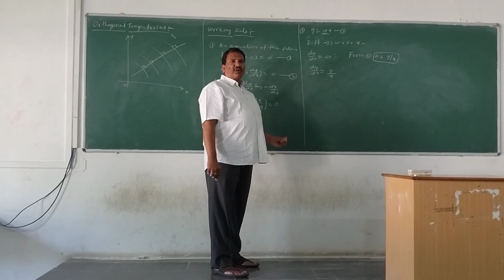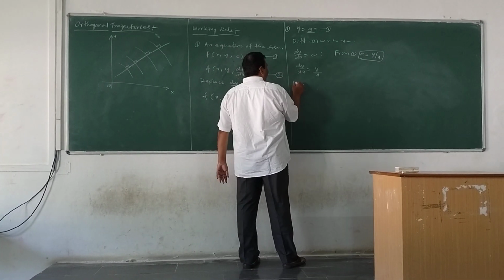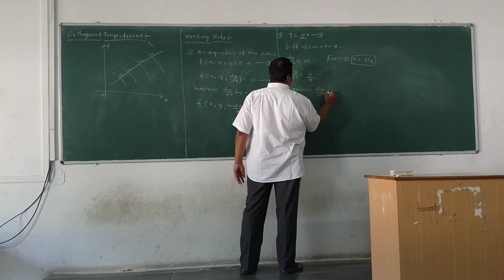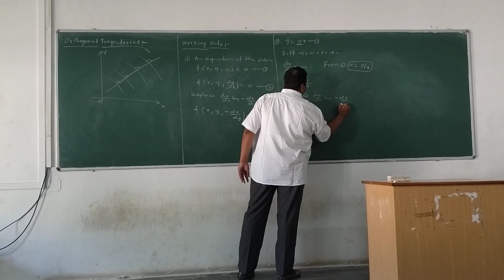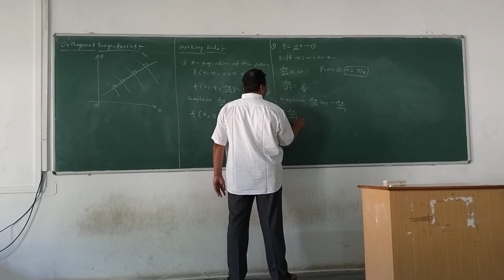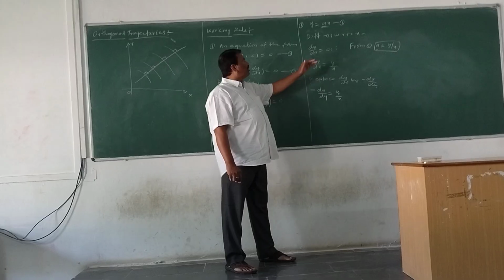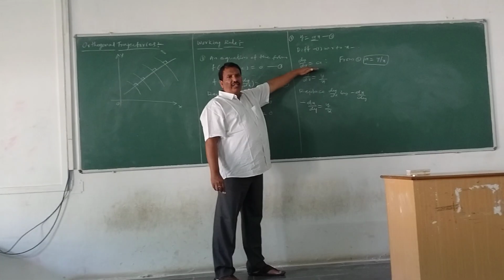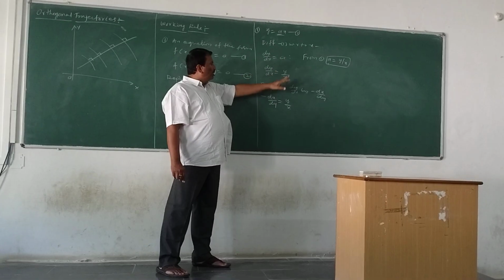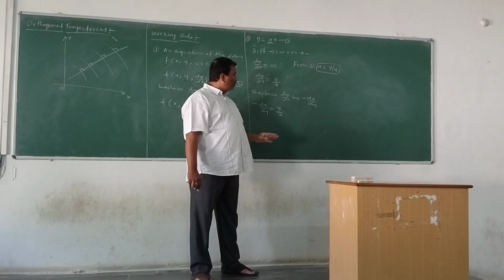From the working rule, what is the next step? After elimination of the constant, replace dy by dx by minus dx by dy. Now minus dx by dy equals y by x. First, eliminate the constant by applying differentiation. From equation 1, we replace the constant. Next, replace dy by dx with minus dx by dy.